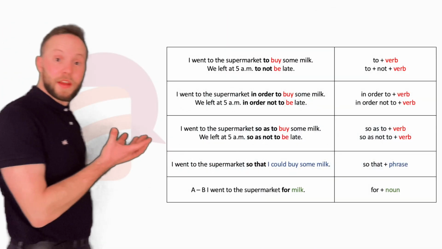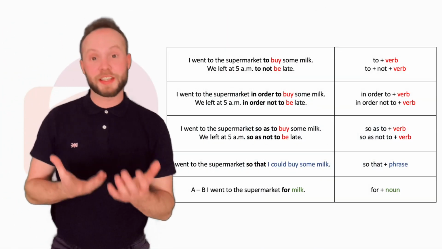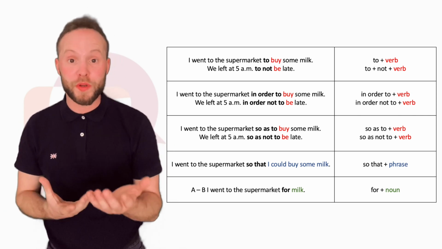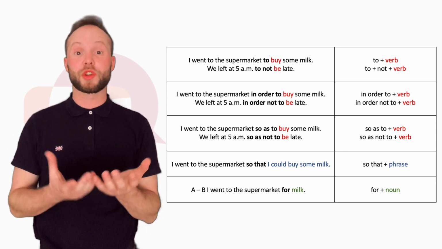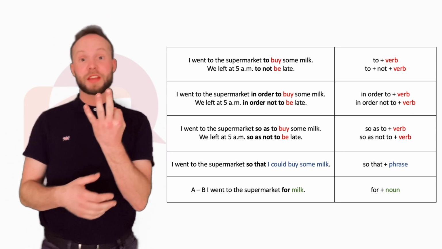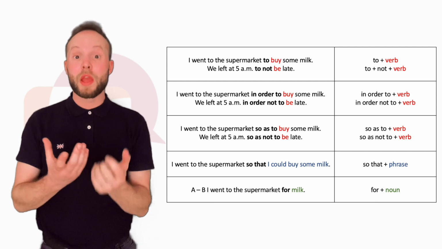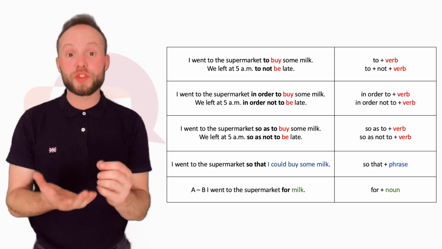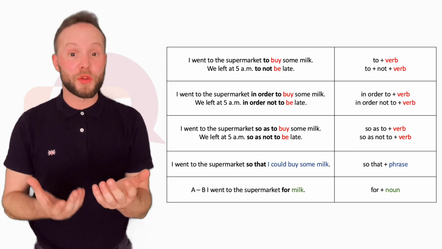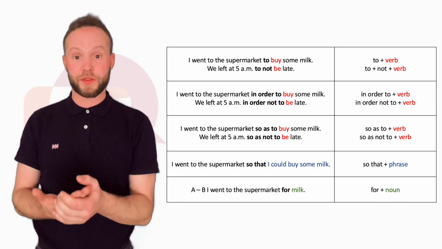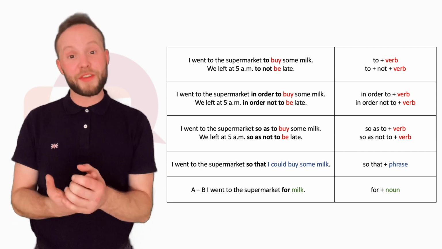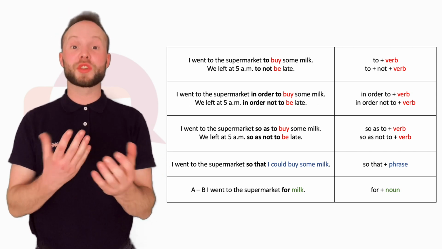So, here are the 5 connectors we have seen today to express purpose. Remember that all of these structures answer the question why, but in 3 different ways. Make sure you've taken any notes you need, because you will need to know the differences to complete the activity on the next page.